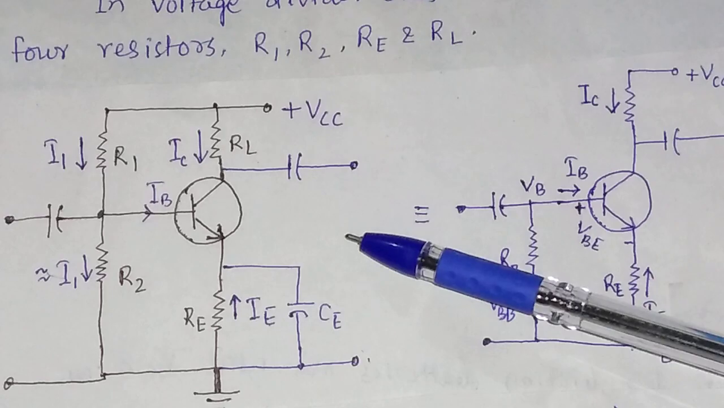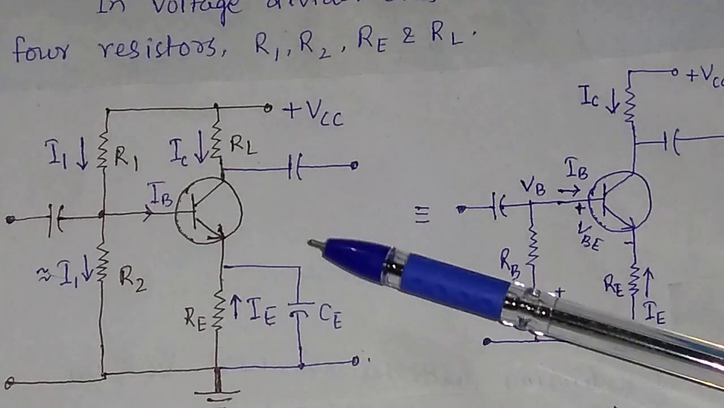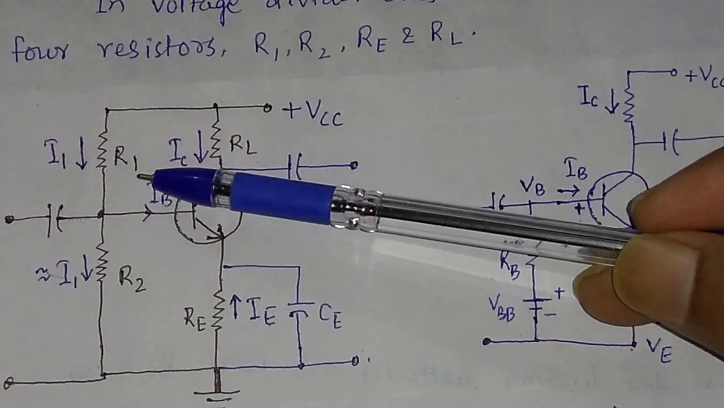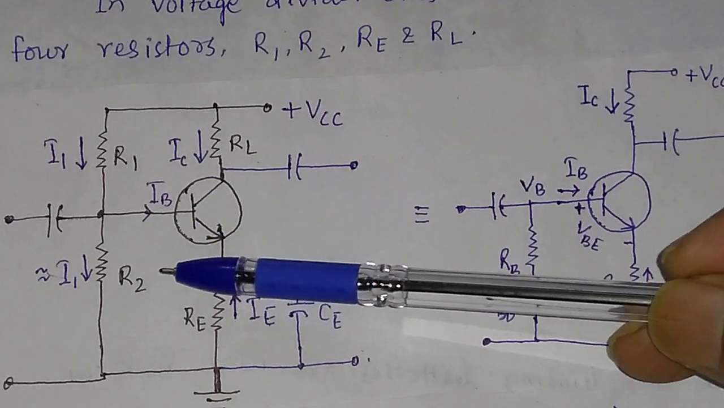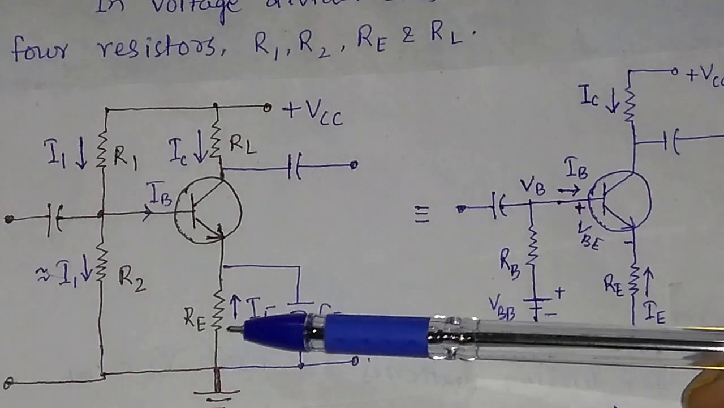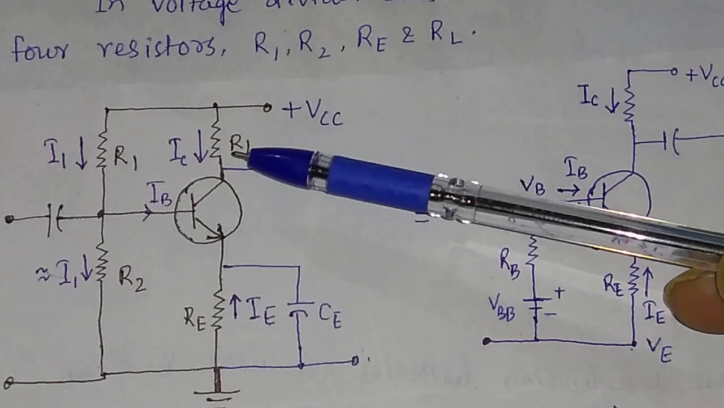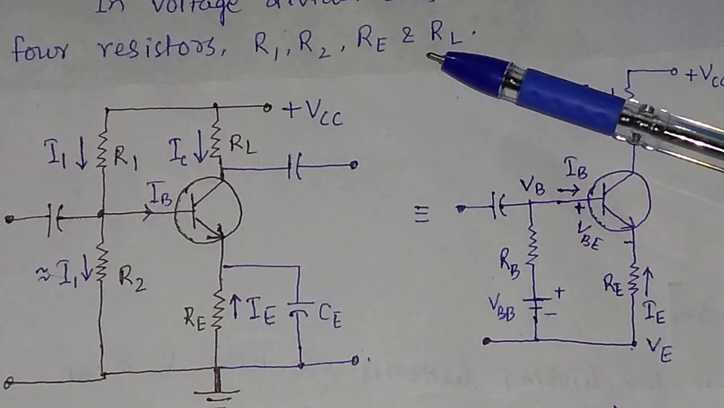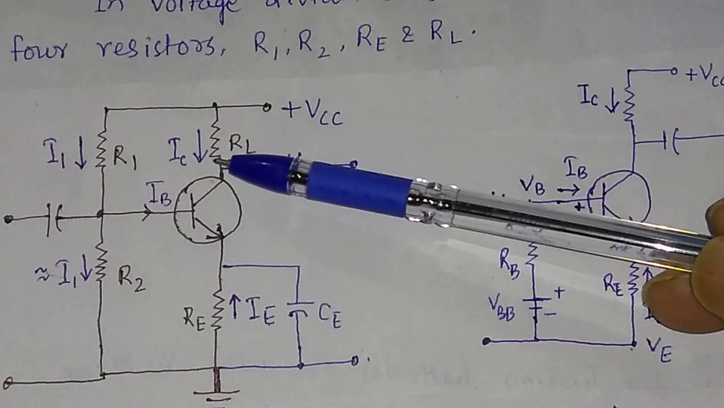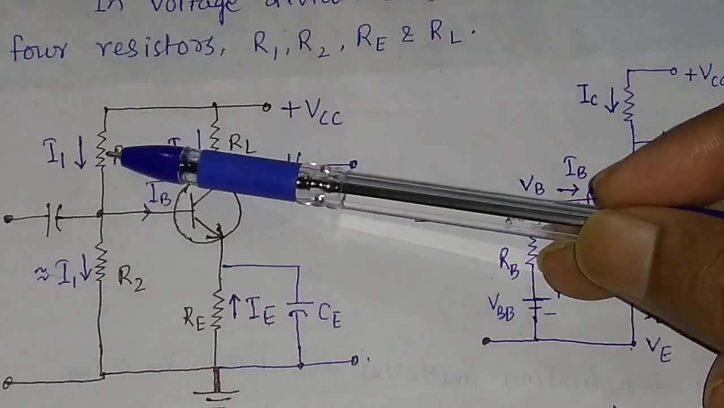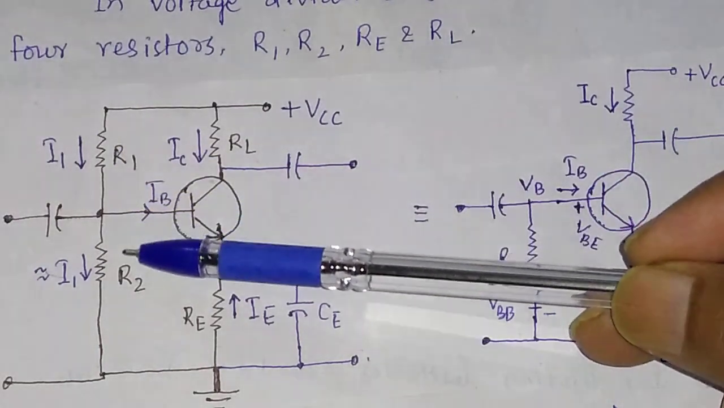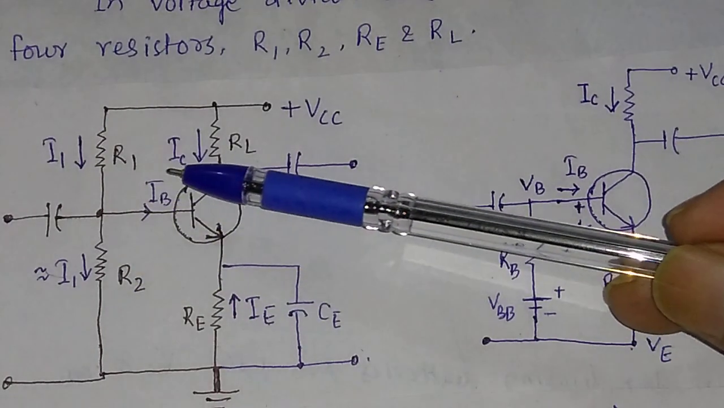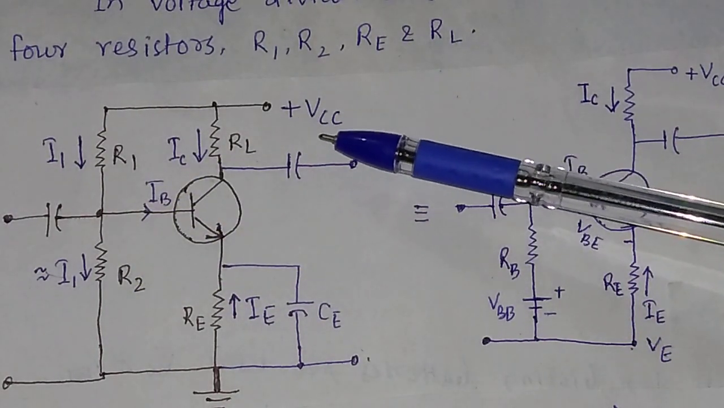This is the circuit diagram for the voltage divider bias. Here you have 2 fixed resistors, that is R1 and R2, and this is your emitter resistor RE, and this is your load resistor. So you have 4 resistors: R1, R2, RE and RL. Here in R1 you have current I1, in R2 you have the same current I1, they are in parallel, and your supply voltage is VCC.